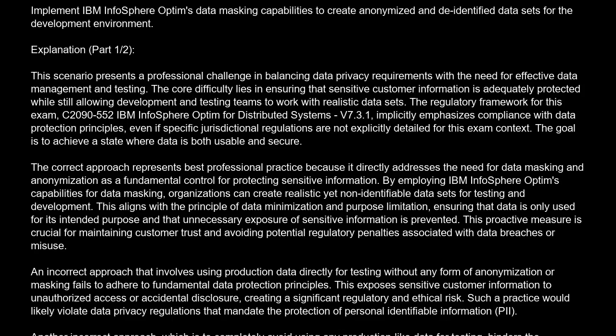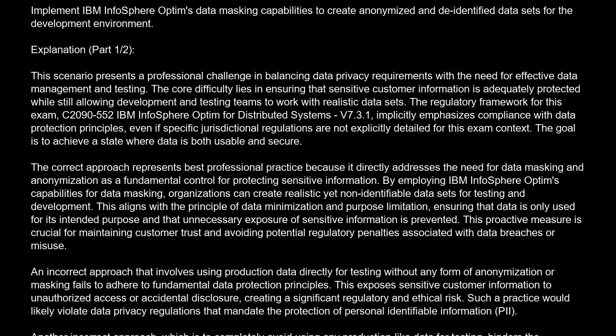The correct answer is B. Implement IBM InfoSphere Optim's data masking capabilities to create anonymized and de-identified data sets for the development environment. Explanation. This scenario presents a professional challenge in balancing data privacy requirements with the need for effective data management and testing. The core difficulty lies in ensuring that sensitive customer information is adequately protected, while still allowing development and testing teams to work with realistic data sets.